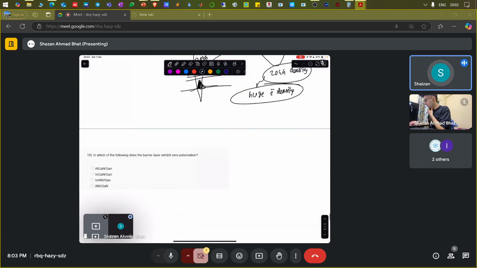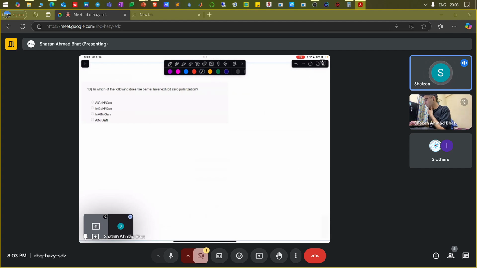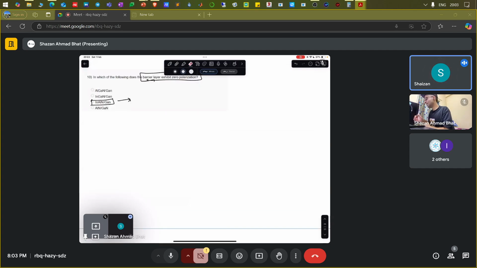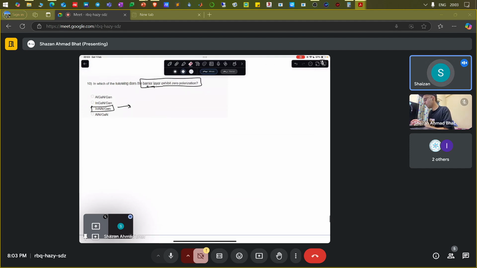All right. Now, in which of the following does the barrier exhibit zero polarization? I believe you have to study it from a different material perspective. I believe it is indium aluminum nitride and gallium nitride. There is zero polarization in these particular structures because it's almost lattice matched. The lattice constants of indium aluminum nitride and gallium nitride match. As a result, there is net zero, negligible polarization.